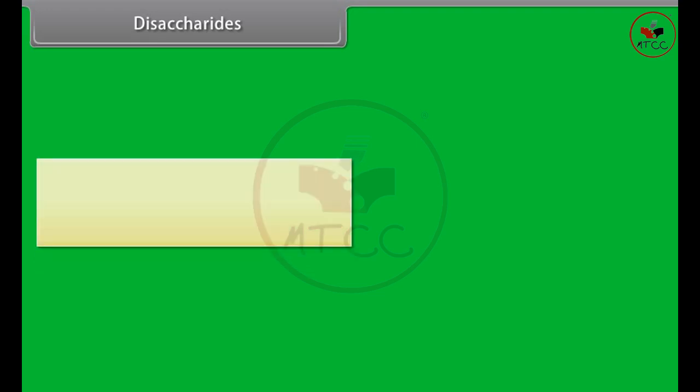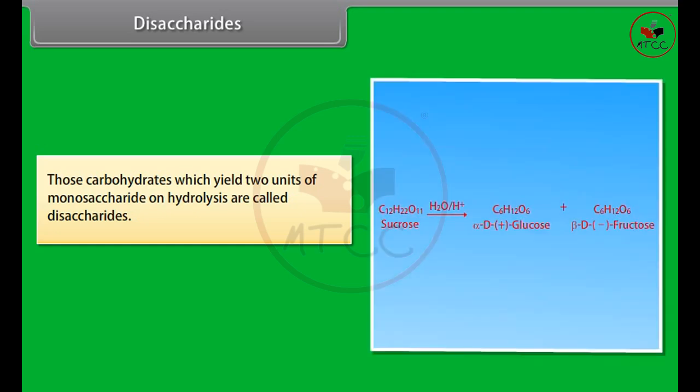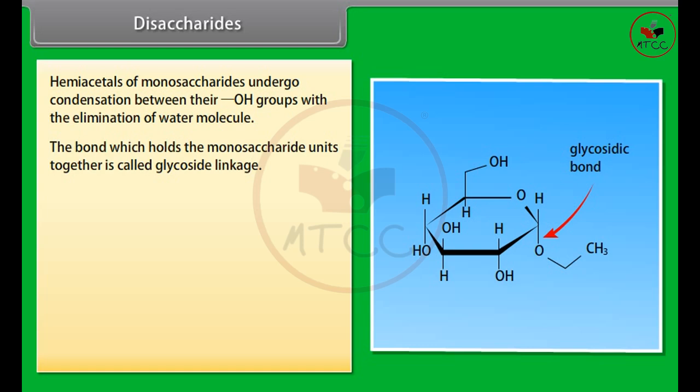Disaccharides. Those carbohydrates which yield 2 units of monosaccharide on hydrolysis are called disaccharides. For example, sucrose yields alpha-D-glucose and beta-D-fructose on hydrolysis. This means that disaccharides are formed by condensation reaction between two monosaccharide units. Hemiacetals of monosaccharides undergo condensation between their OH groups with the elimination of a water molecule. The bond which holds the monosaccharide units together is called glycosidic linkage.